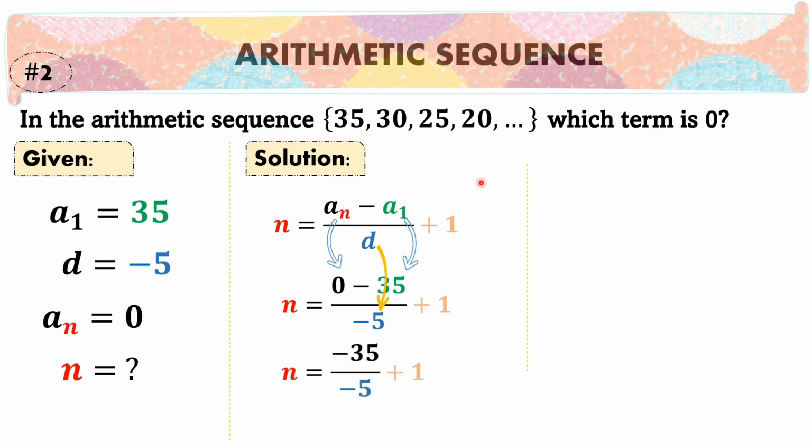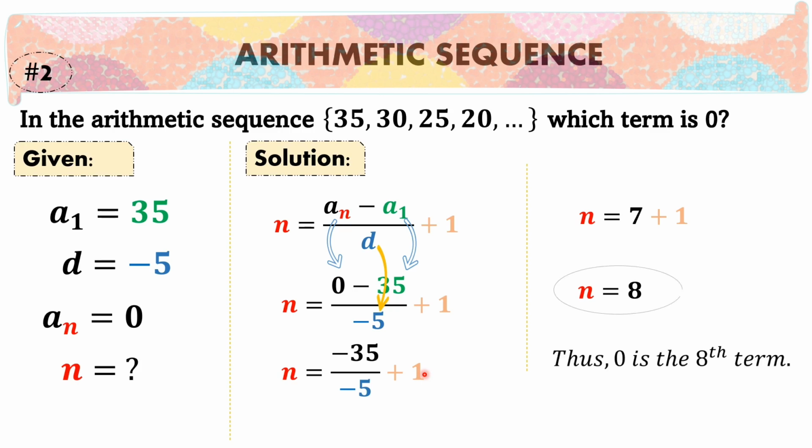Performing the operation, we have 0 minus 35 is negative 35 over negative 5. And negative divided by negative is positive. So 35 divided by 5 is 7, plus 1, n is 8. Therefore, 0 is the 8th term of the arithmetic sequence.